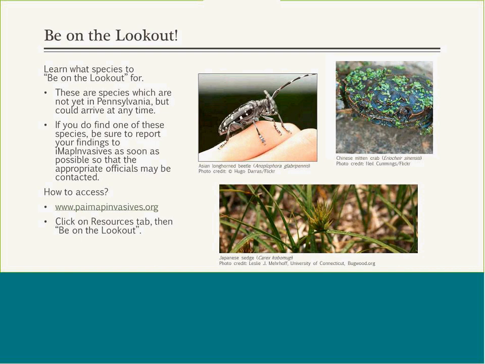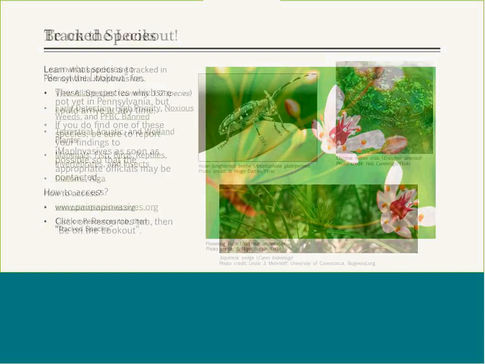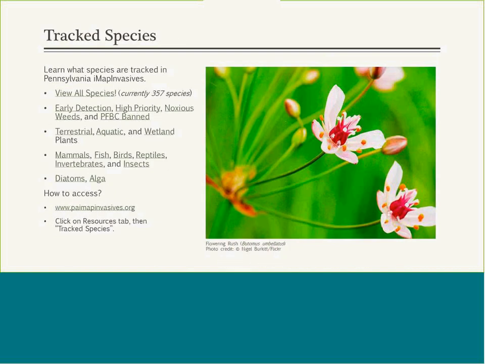Okay. So how to access this information? So for our website from iMapInvasives.org, click Resources, and there's a section called Be on the Lookout. We also have a section where you can see all the different species that are tracked. Right now we're tracking 357 species in the state.